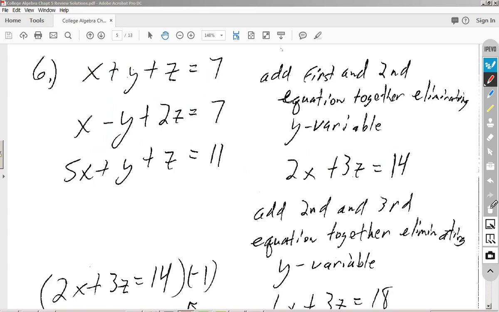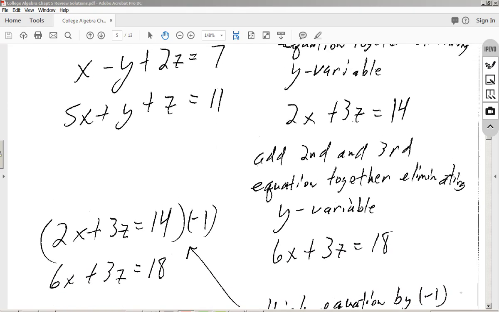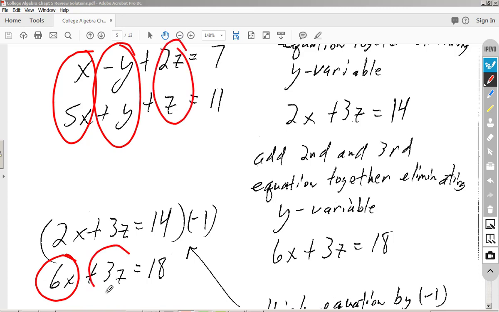So now I have to go ahead and add the second and third equations together, eliminating the y variable. So notice to eliminate the y variable, just have to add those two together, it looks like. That already eliminates the y variable. So adding those two together, I don't have to multiply by anything. So I've got x plus 5x going to give me my 6x. And my negative y plus y is 0. I've got 2z plus z is going to give me my 3z. And 7 plus 11 is going to be 18.